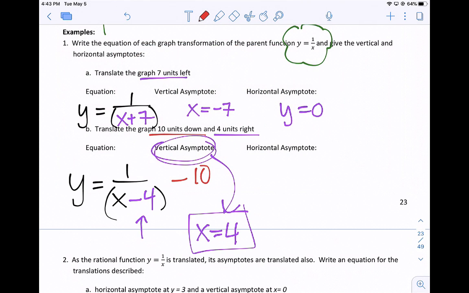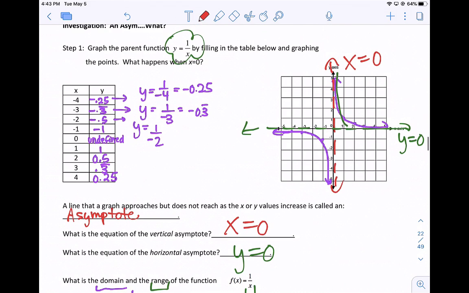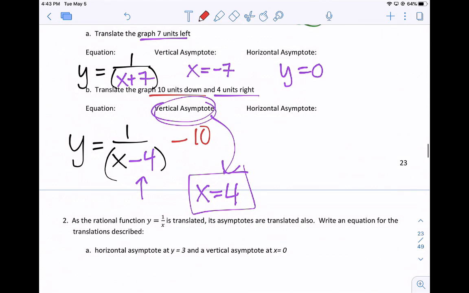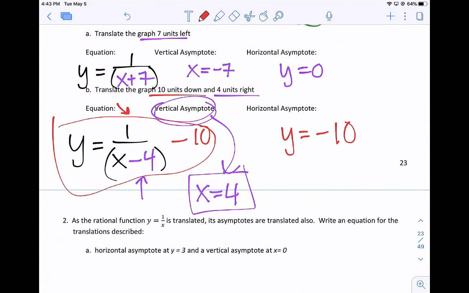And the horizontal asymptote, we're going up and down here. We're going to go down 10, and it was at 0 here. So now shift it down 10, and the horizontal asymptote will be y equals -10. Okay, so again, here's the equation. The vertical asymptote is the opposite of what's in the parentheses. The horizontal asymptote is what you see on the outside of the parentheses.